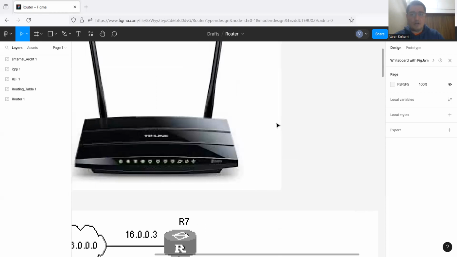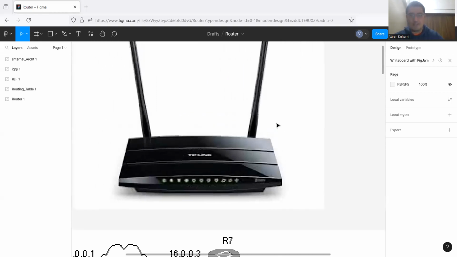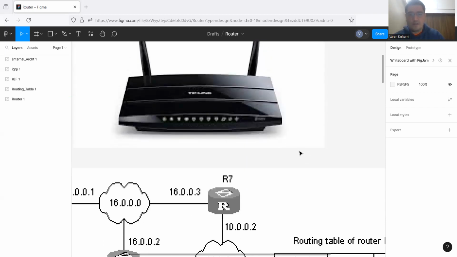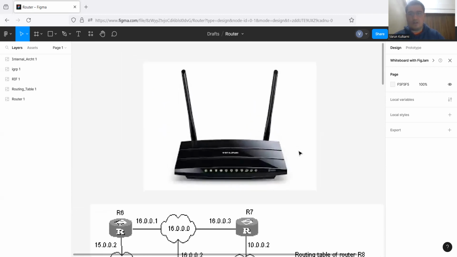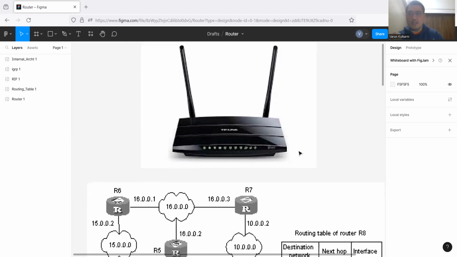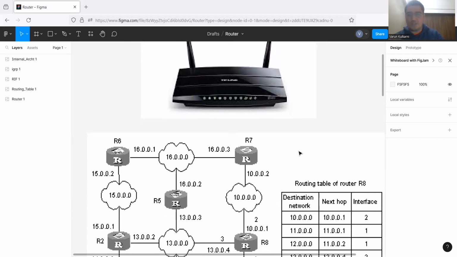So basically, a router is a networking device which is used to send data packets to their destination in a network. When a router gets a data packet, it analyzes the destination IP address of the data packet by analyzing its header. After analyzing the header, it is the routing table which comes into the picture.